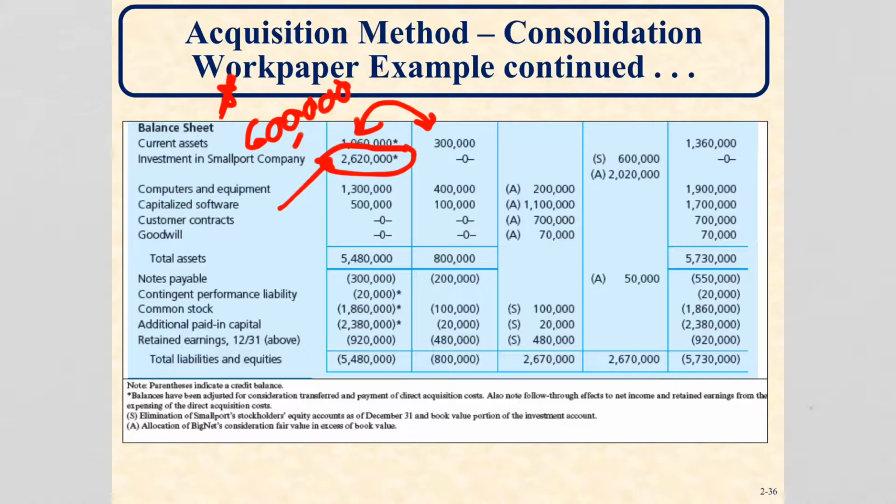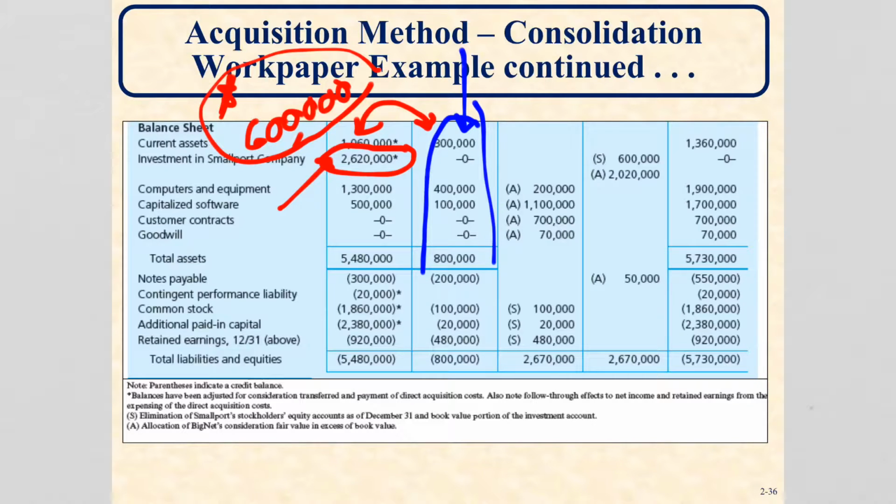That's what's in the $2,620,000, and that book value, the $600,000 book value, is included right in these numbers here. The net of all these numbers is the $600,000, at least on the date of acquisition. How do I know that? Let me show you.